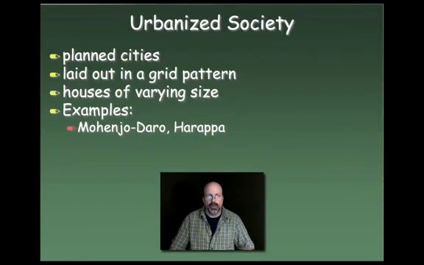Okay, let's get started with urbanized society as one of the first of the 8 characteristics. First of all, we know that the Indus Valley civilization had planned cities. They laid them out in a grid pattern. The houses were of varying sizes in the city, and some of the examples of cities that you'll need to know are going to be Mohenjo-daro and Harappa. Those are going to be the 2 cities that we study in more detail in class.